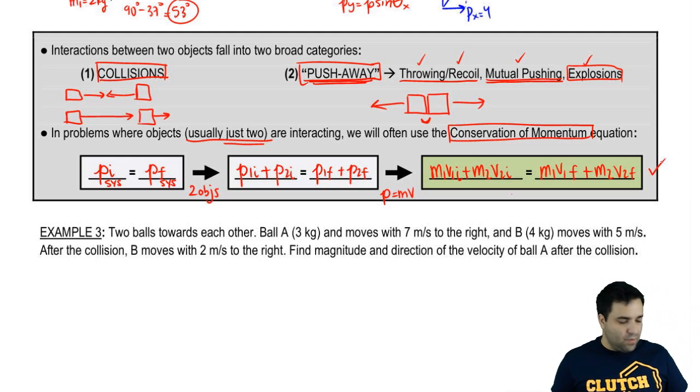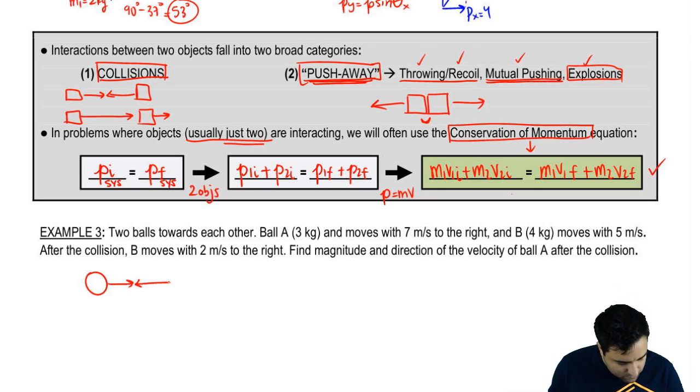This is the conservation of momentum equation, which is the most important equation in this chapter. And whenever you have two objects interacting, that's what we're going to use. All right? So that's the conservation of momentum equation. You've got to know it. Let's do a quick example here. We have two balls moving towards each other.